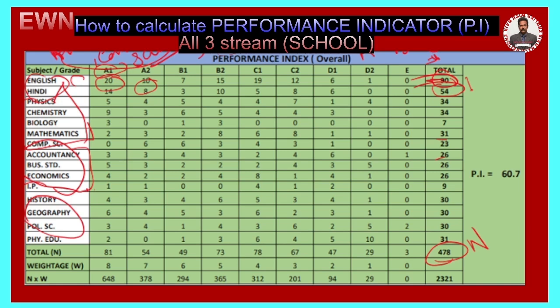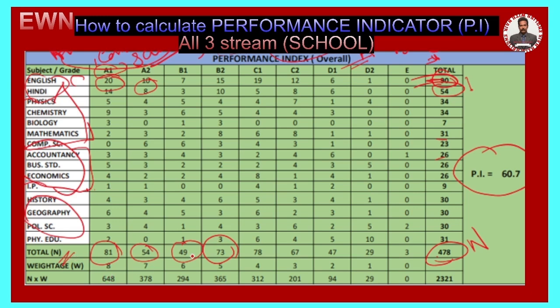How to calculate PI of the school, which has got all the three streams together, overall. So overall the school PI, performance indicator, that is what we are going to calculate. Now 478, when we add all the grades together, here we get 81 A1 for all the subjects. How many students? 54 students have got A2 in this school result. 49 B1 of all the three streams, right? And 73. So this becomes N, right?